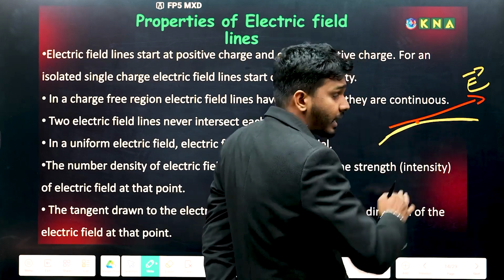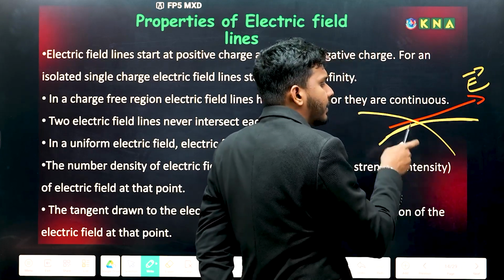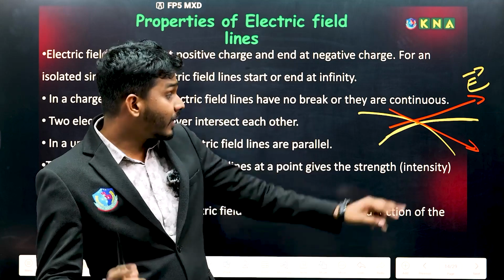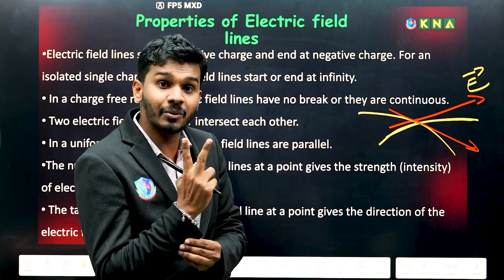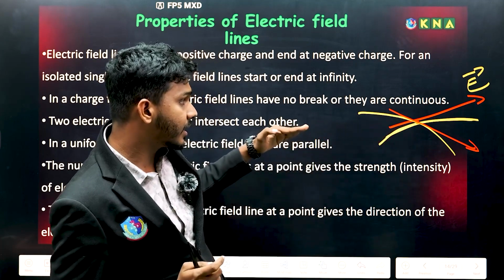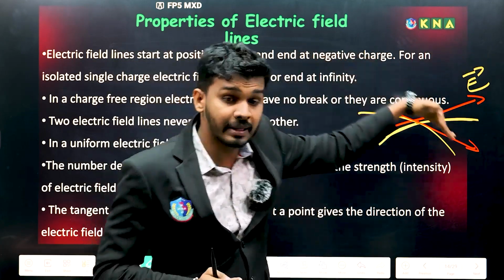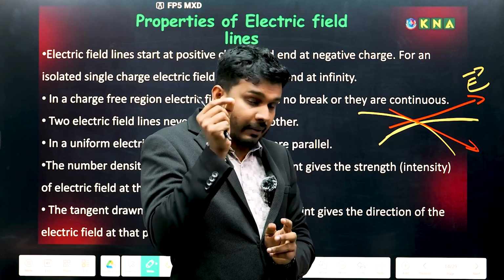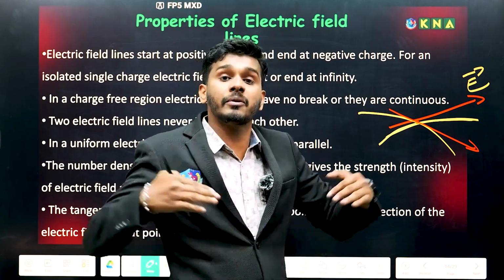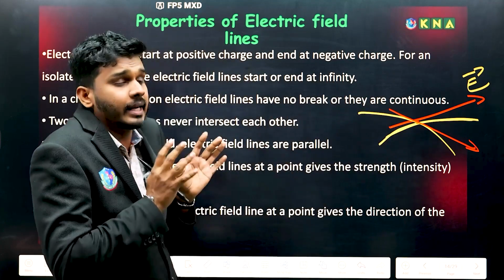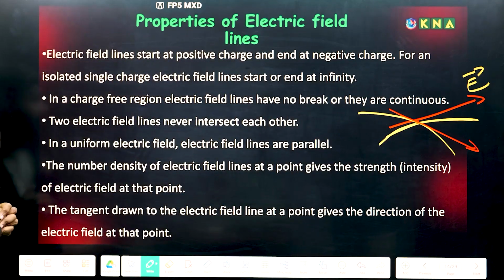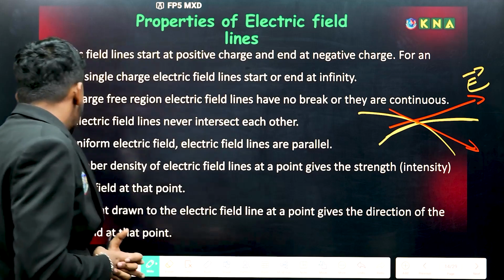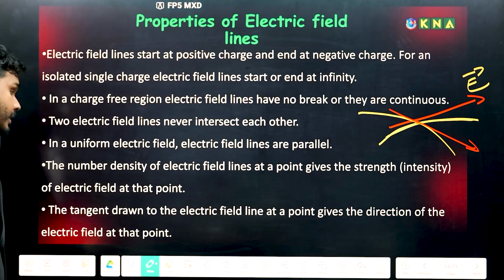If two electric field lines intersect, then at that particular point there are two tangents. That means two directions. It is not possible, because at a particular point the electric field can move in only a single direction. So electric field lines never intersect each other.